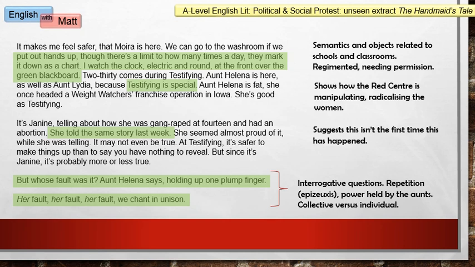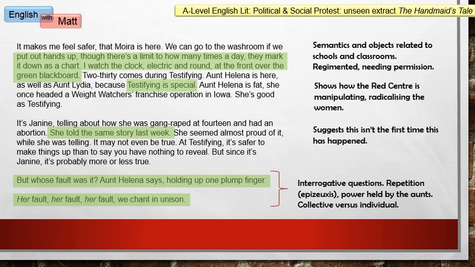Offred says that testifying is special. Of course, that's what they have been told. So it goes to show the extent to which the aunts and the Red Centre are manipulating and radicalising the women, almost brainwashing them. That's what they would like the handmaids to believe, even though Offred might have some kind of inner strength to disagree with it.